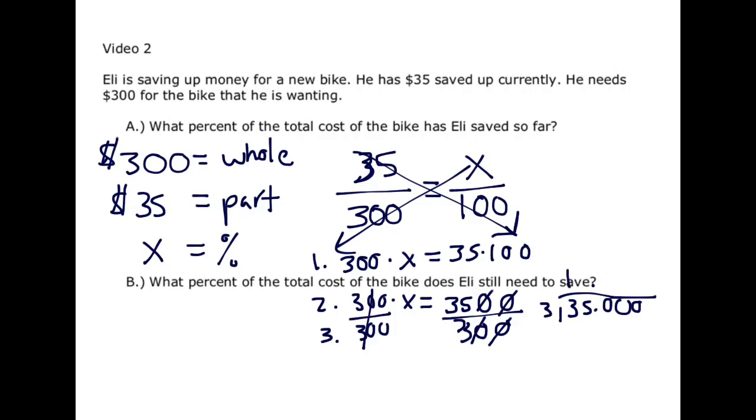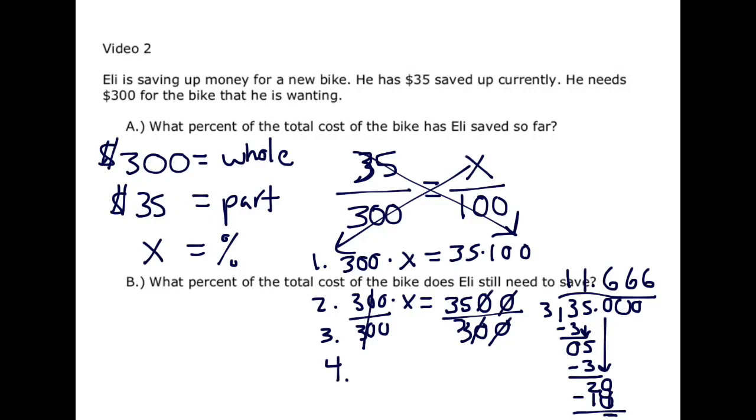3 goes into 3 one time. 1 times 3 is 3. 3 minus 3 is 0. Bring down the 5. 3 goes into 5 one time. 1 times 3 is 3. 5 minus 3 is 2. Bring down a 0. 3 goes into 20 6 times. 3 times 6 is 18. 20 minus 18 is 2. And if I keep subtracting, I'm going to keep getting 6. So it's 11 and 6/10 repeating.